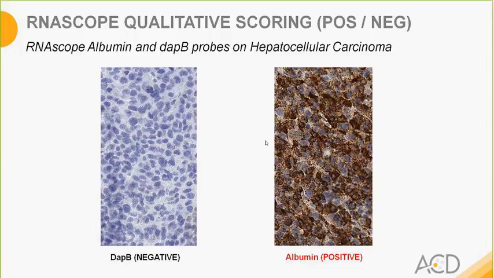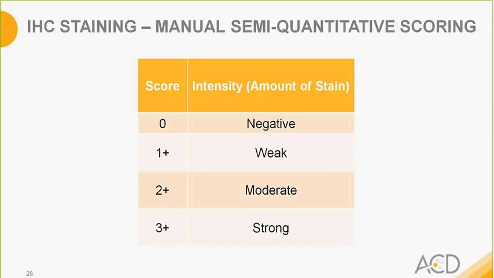So this is an example where simple qualitative staining is sufficient for the application in question, which is looking for the presence of albumin in hepatocellular carcinoma. Semi-quantitative scoring systems are quite common for immunohistochemistry assays, and one of the more commonly used systems is shown here with a scoring range from 0 to 3+, with corresponding staining intensities ranging from negative to strong.